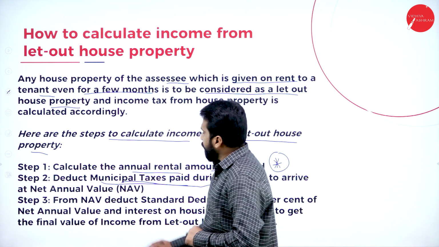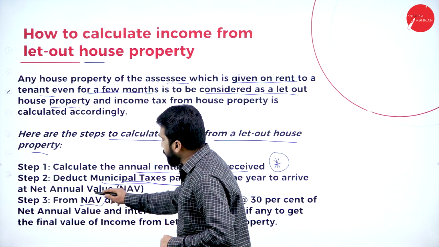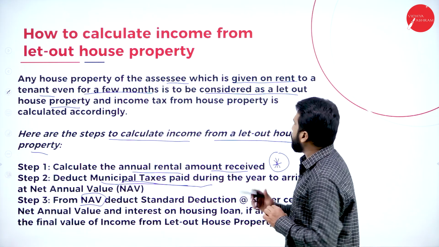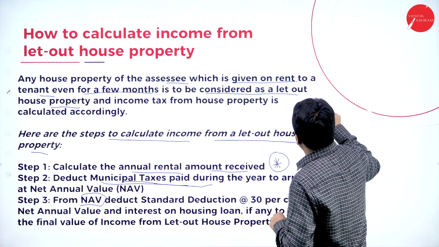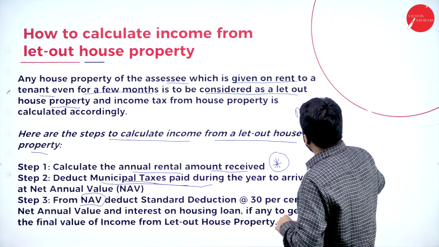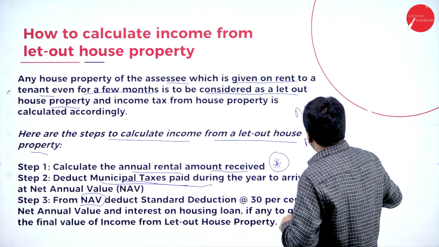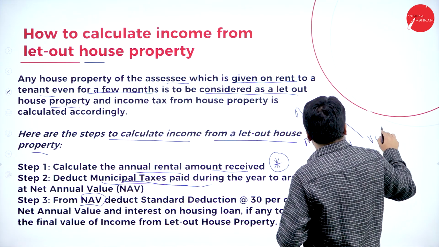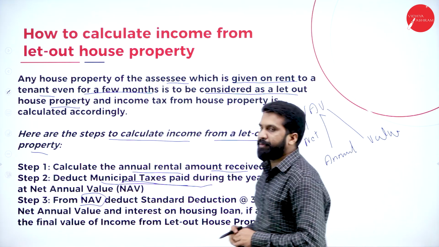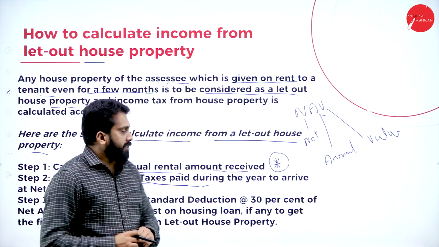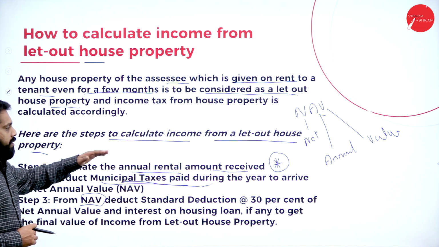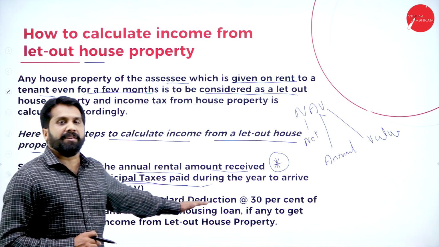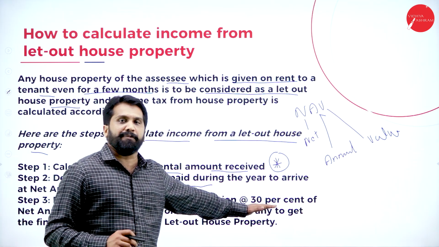Step 3. From the NAV. What is the NAV? Net annual value. So, remember NAV, net annual value. Now, what is the net annual value? Your actual rent received minus municipal tax, we call it net annual value.